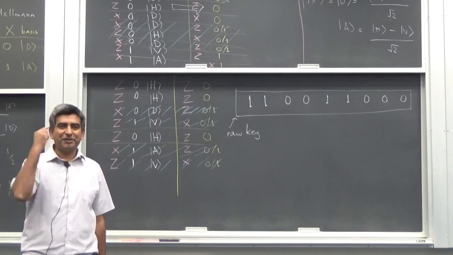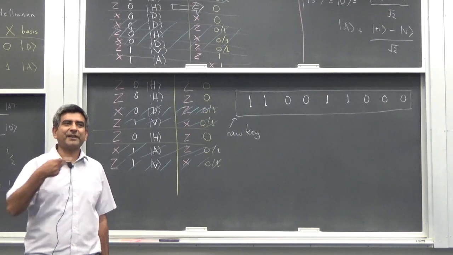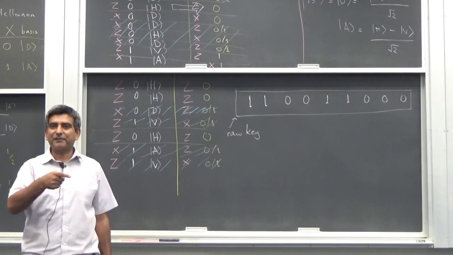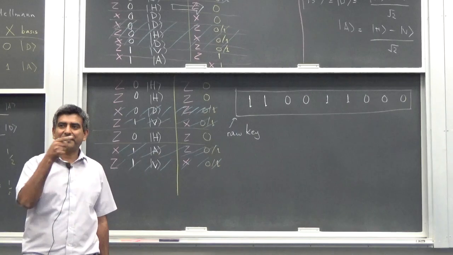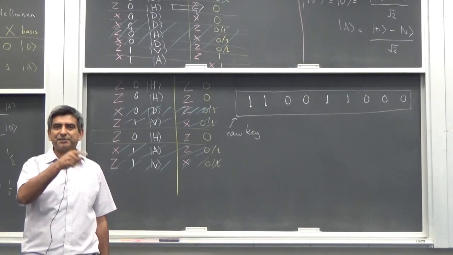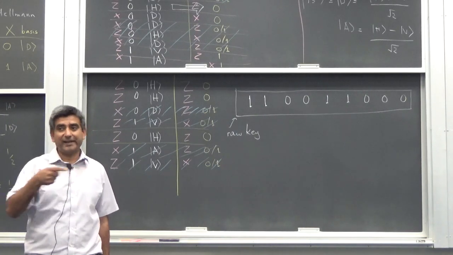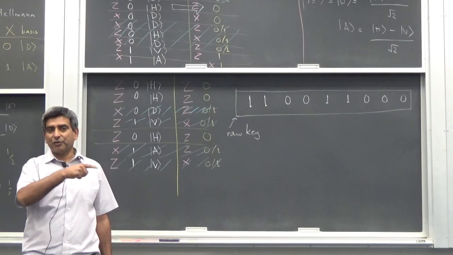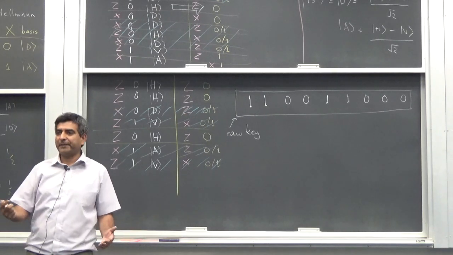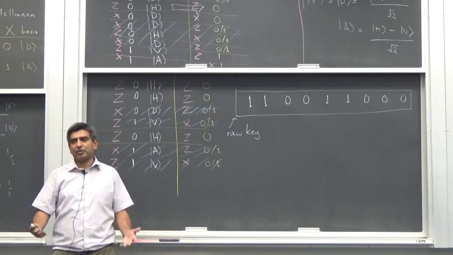And if she knew what the bases are, she could send her own photons. So instead of sending a photon in the zero, which is the message or the key, in the X basis, she can send a photon one in the X basis. So you don't want to tell the world what the bases are before the communication has taken place.